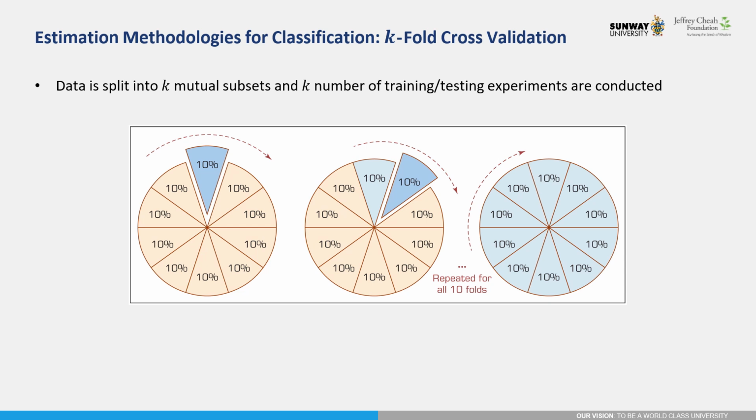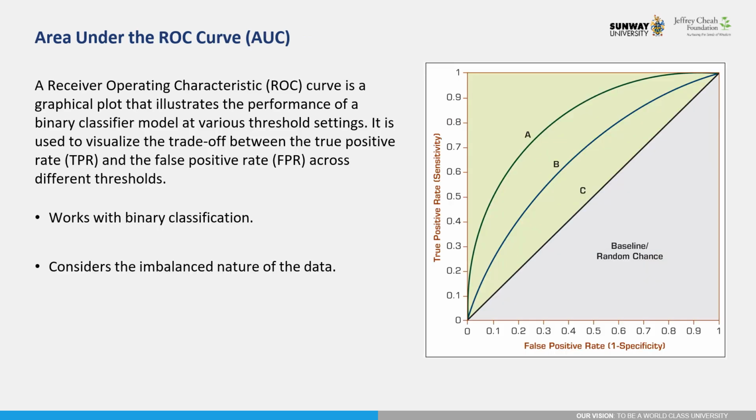Then the next step is again estimating methodology for classification. This is k-fold cross validation. Usually we use 10 folds, so K means 10. This is a very useful method around the world, and you can use this k-fold cross validation. Then we are learning about the ROC curve.